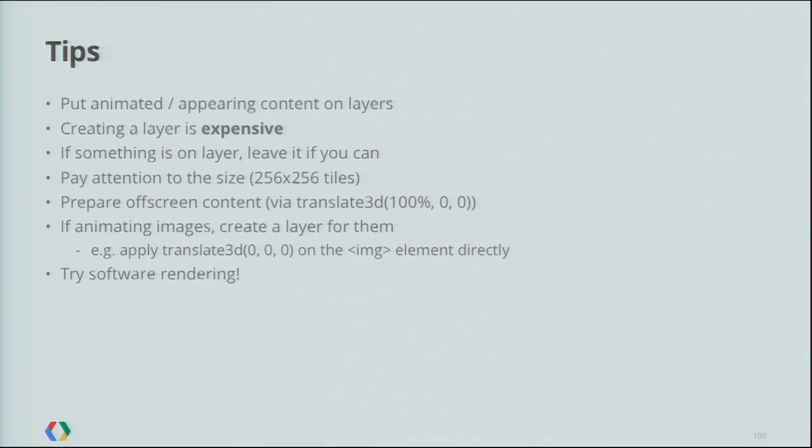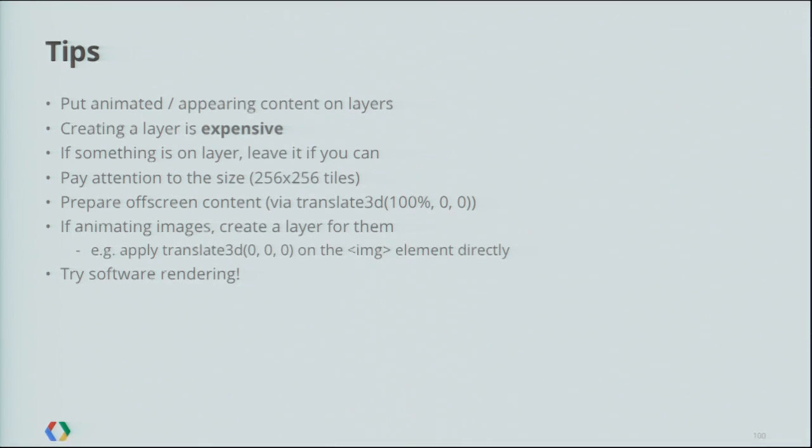Now, the thing you have to remember is that creating a layer is not cheap, because you have to basically do two repaints. You have to remove that content from whatever surface it was on, repaint that surface, then create more textures and paint those textures as well. So all in all, it's a pretty expensive operation. A typical trick is, if you know that something is going to be animated, move it onto a layer and keep it there.